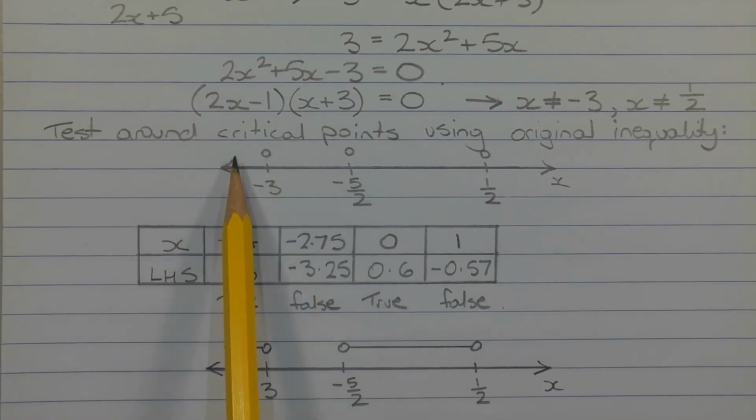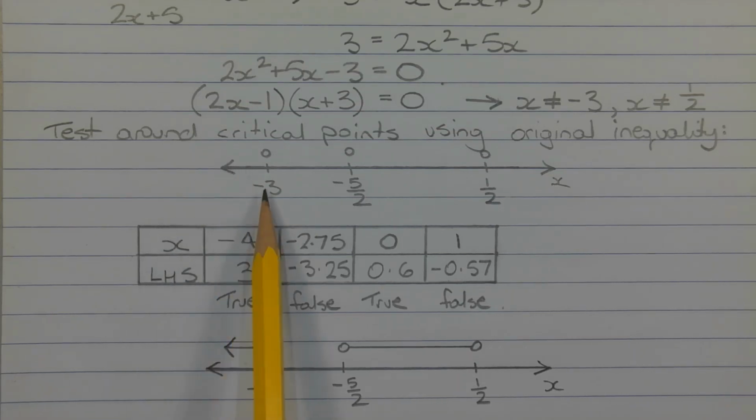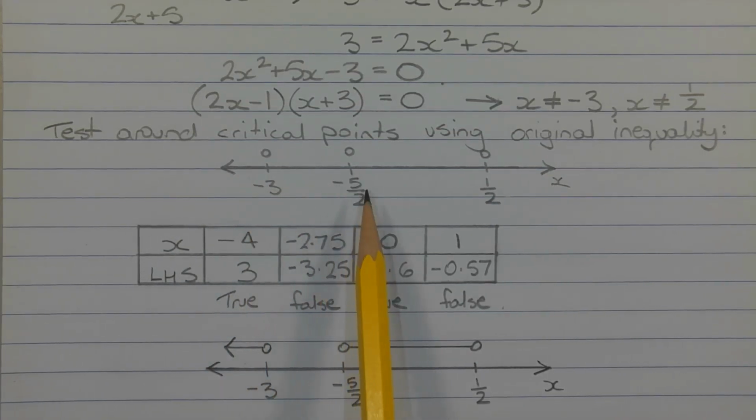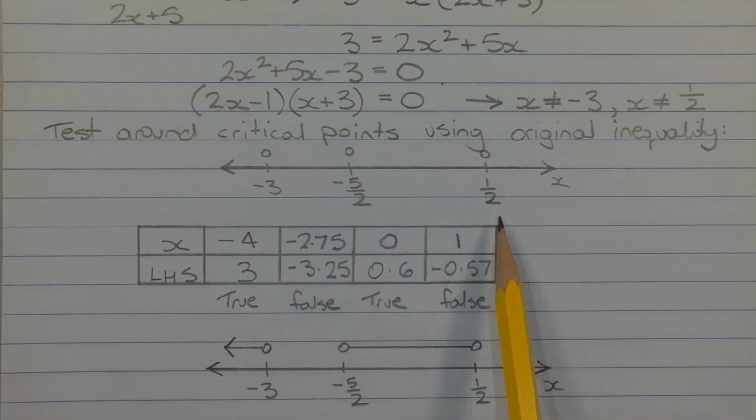So I've chosen values around these critical points. I've chosen negative 4, which is to the left of negative 3. I've chosen a value in between negative 3 and negative 5 over 2, which is negative 2.75, and I've chosen negative 2.5. Now, a convenient value between negative 5 over 2 and 1 over 2, of course, is 0. And a value to the right of 1 over 2 is 1.